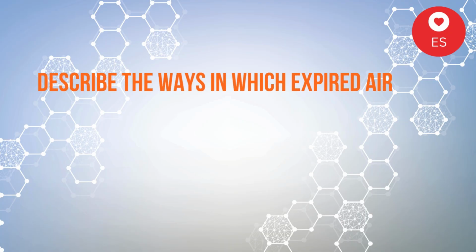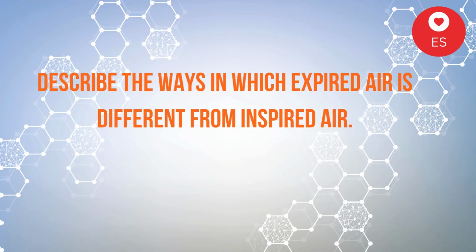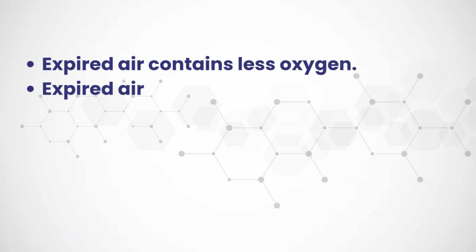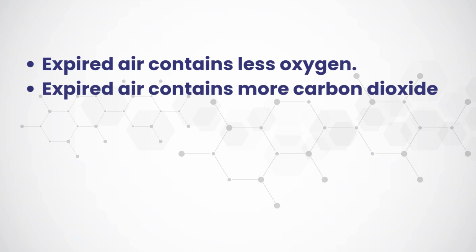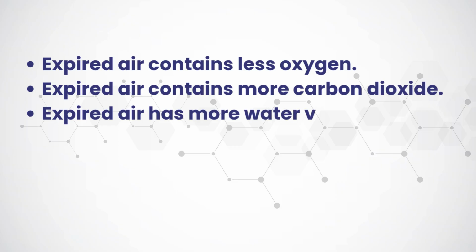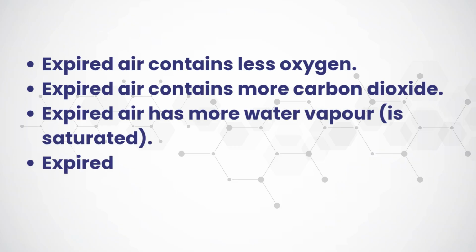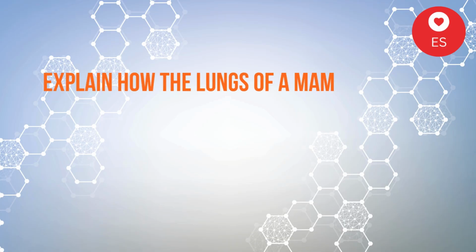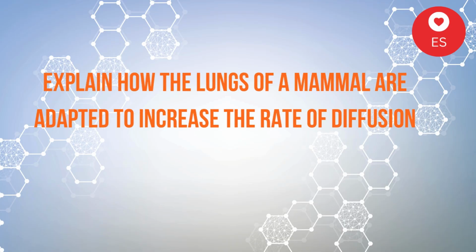Describe the ways in which expired air is different from inspired air. Expired air contains less oxygen. Expired air contains more carbon dioxide. Expired air has more water vapor, is saturated. Expired air is warmer.